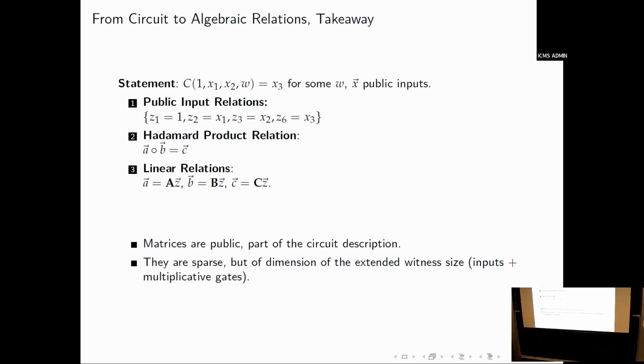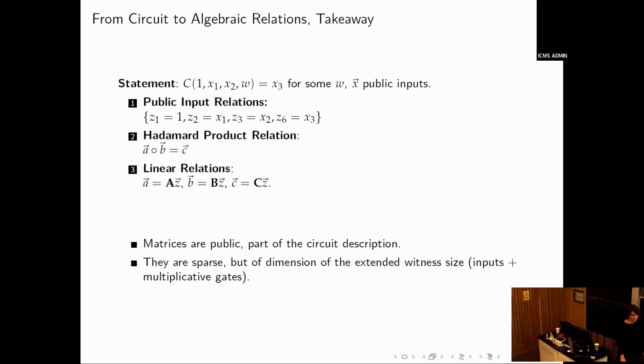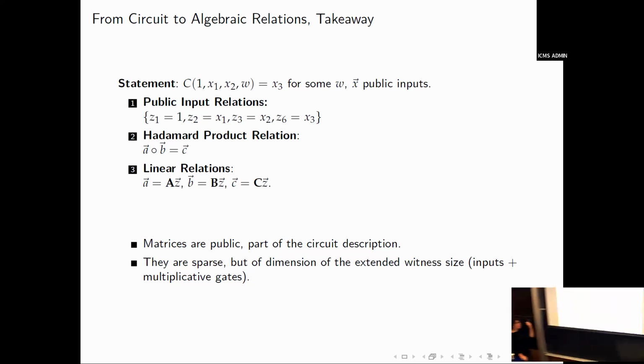That's it. The final thing to note is that these matrices are sparse. For me, it's always very useful when I'm thinking of proving R1CS to think that I need to prove these three types of relation.